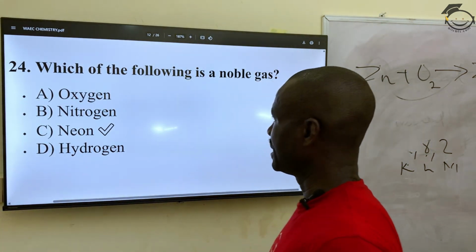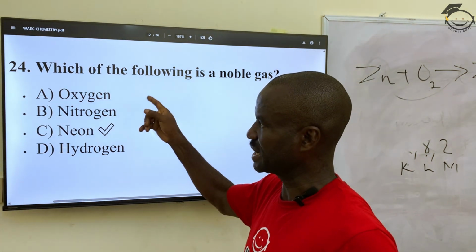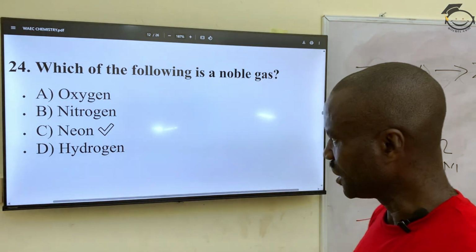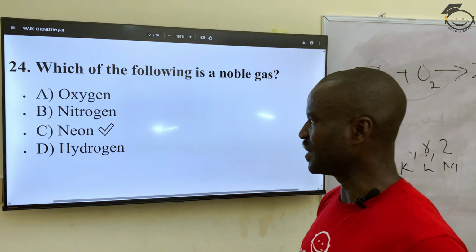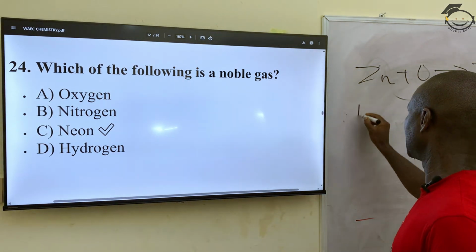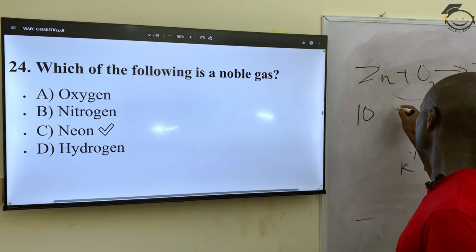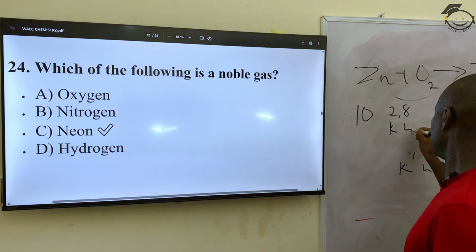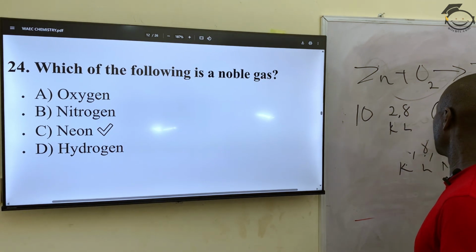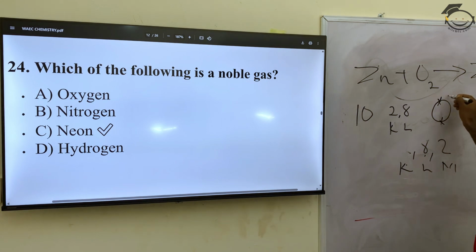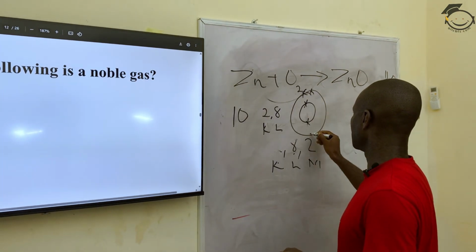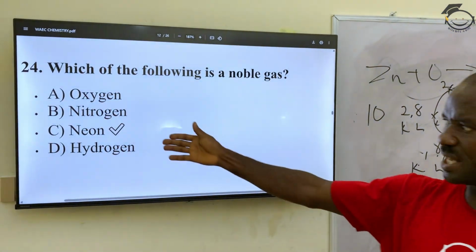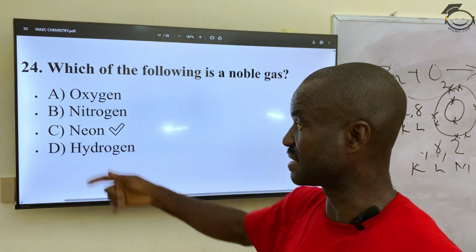Which of the following defines a noble gas? Oxygen? No. Oxygen has partially filled outermost shell. Nitrogen? No. Neon? Neon. Then hydrogen. Neon is the correct answer. Neon is 10. Electronic configuration of 10, so this is 2, 8, K L. So it has completely filled outermost shell. The first shell is K, which is 2, while the outermost shell is completely filled, which is 8. So they don't react. They are called noble gas. So the only gas that fits into that is neon.